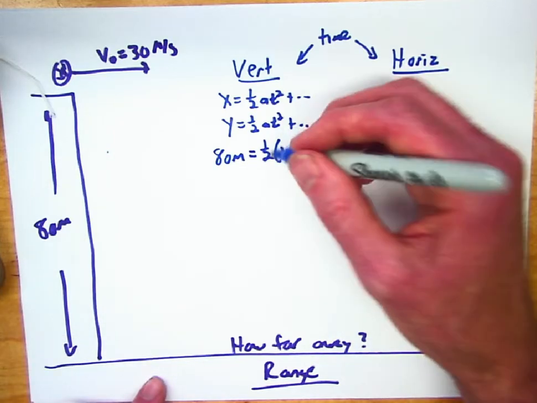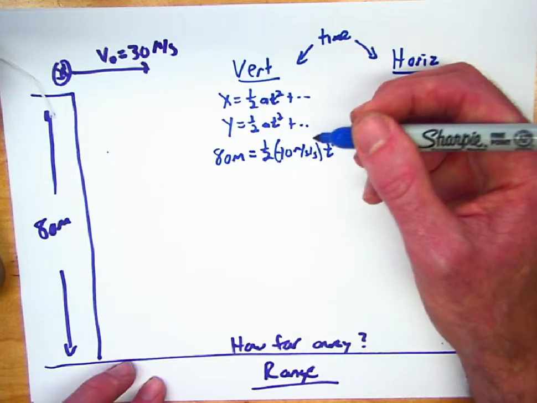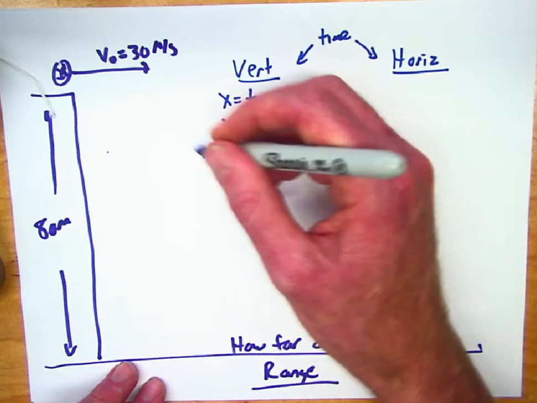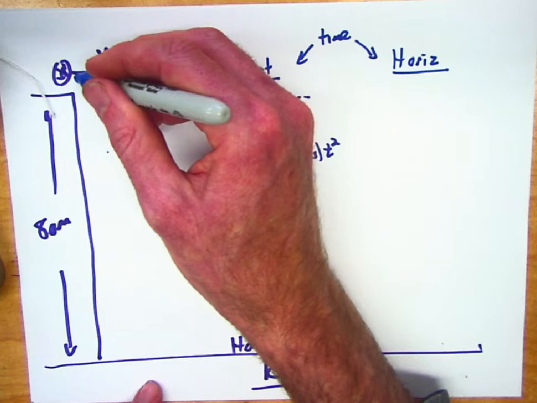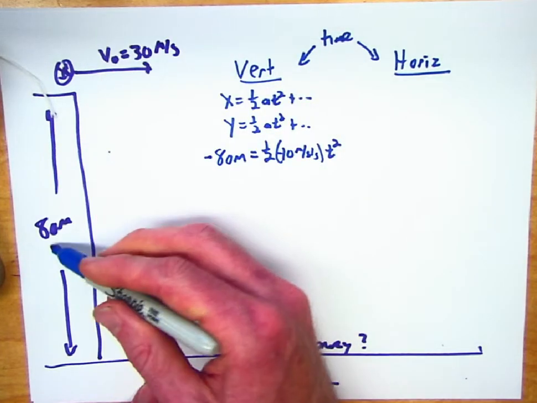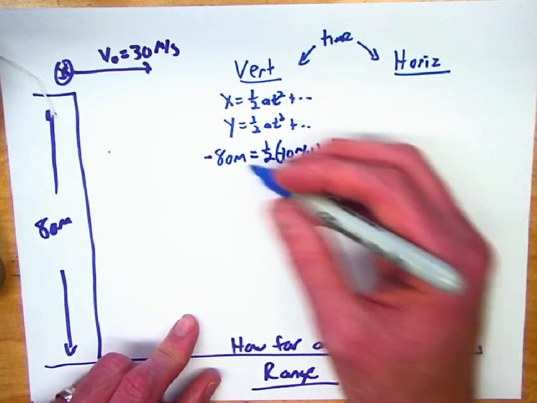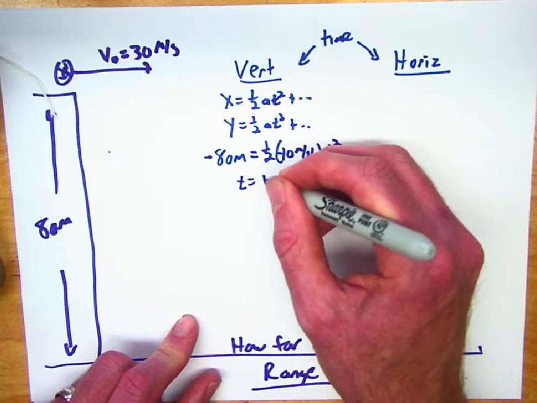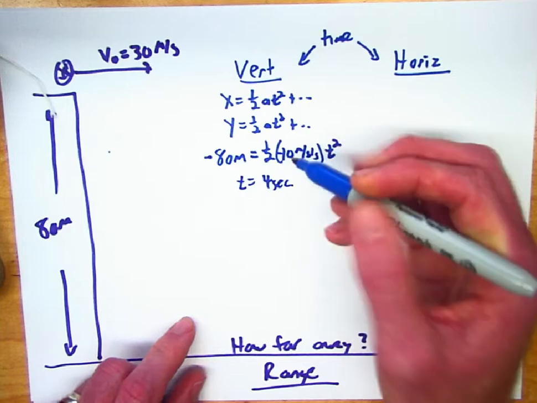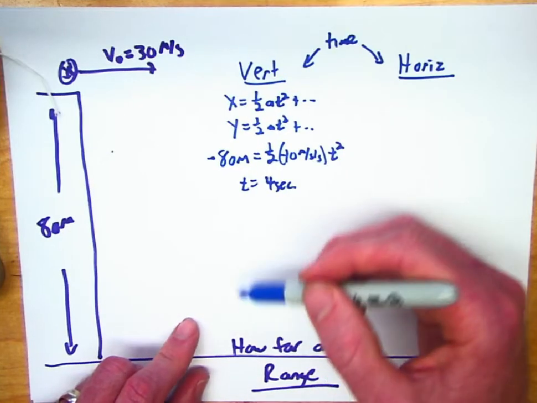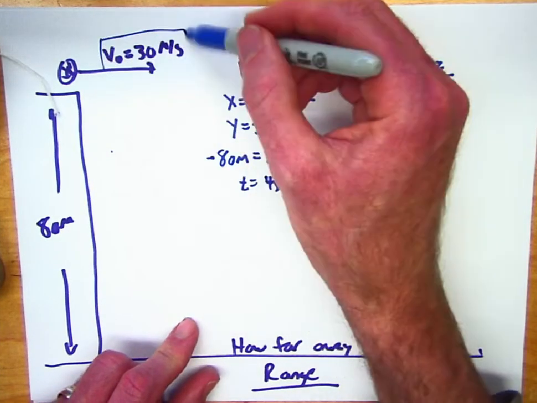If I want to, I could call gravity negative, in which case my 80 meters would also be negative because it's falling down. It starts up and it falls down, so this 80 meters would be in the down direction. So it doesn't matter. If I solve this, then I'll find out that t equals 4 seconds. So it's going to take the soccer ball 4 seconds to hit the ground, independent of this initial velocity.